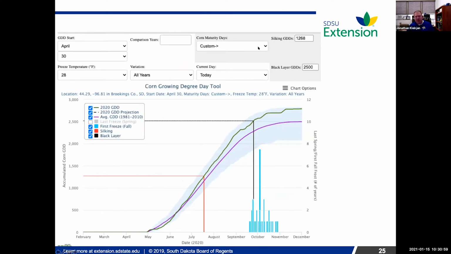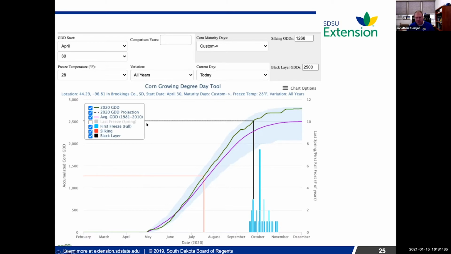So I put April 30th, and then you can either put in 100-day corn here, or you can put in your silking and your black layer growing degree days for a custom fit. And this was the DeKalb 50/84 that we saw. It gives you a projected silking date and a projected date of black layer. If this was the actual website, as you floated across things, it would give you the date and the value. This was the growing degree days that we saw in 2020. The purple line here is the average growing degree days. And then here's your average frost date for Brookings. October 3rd is the average frost.